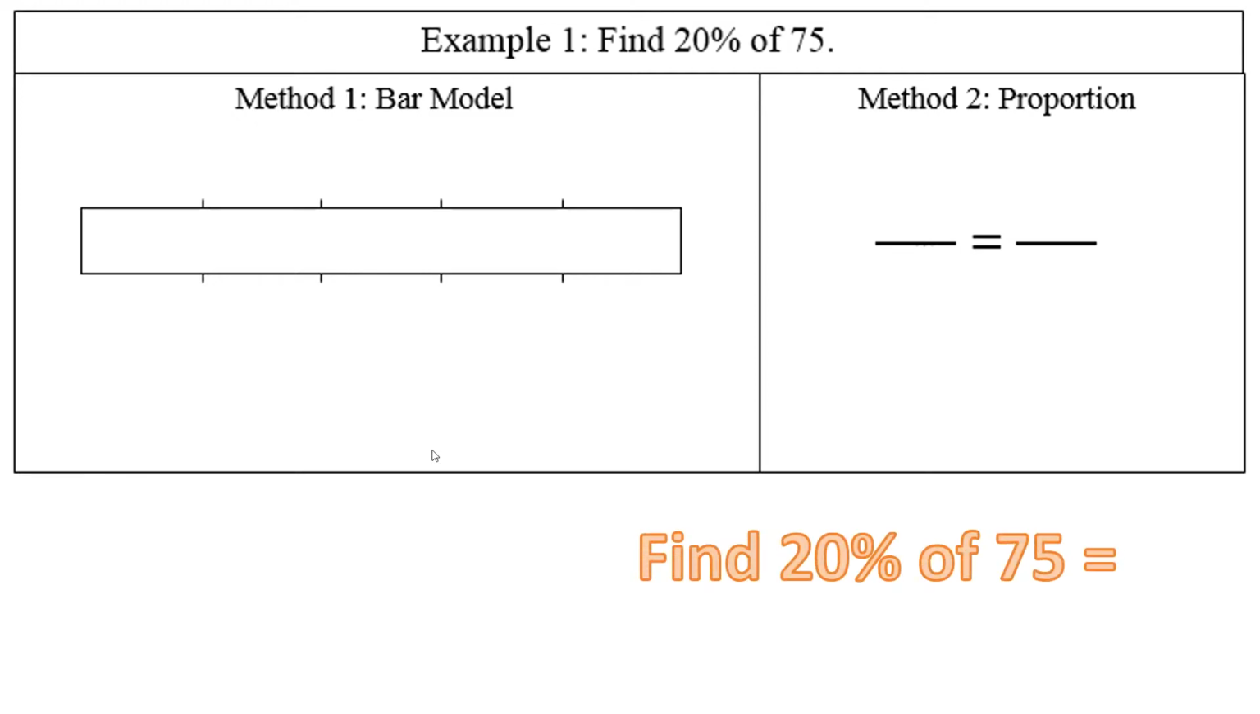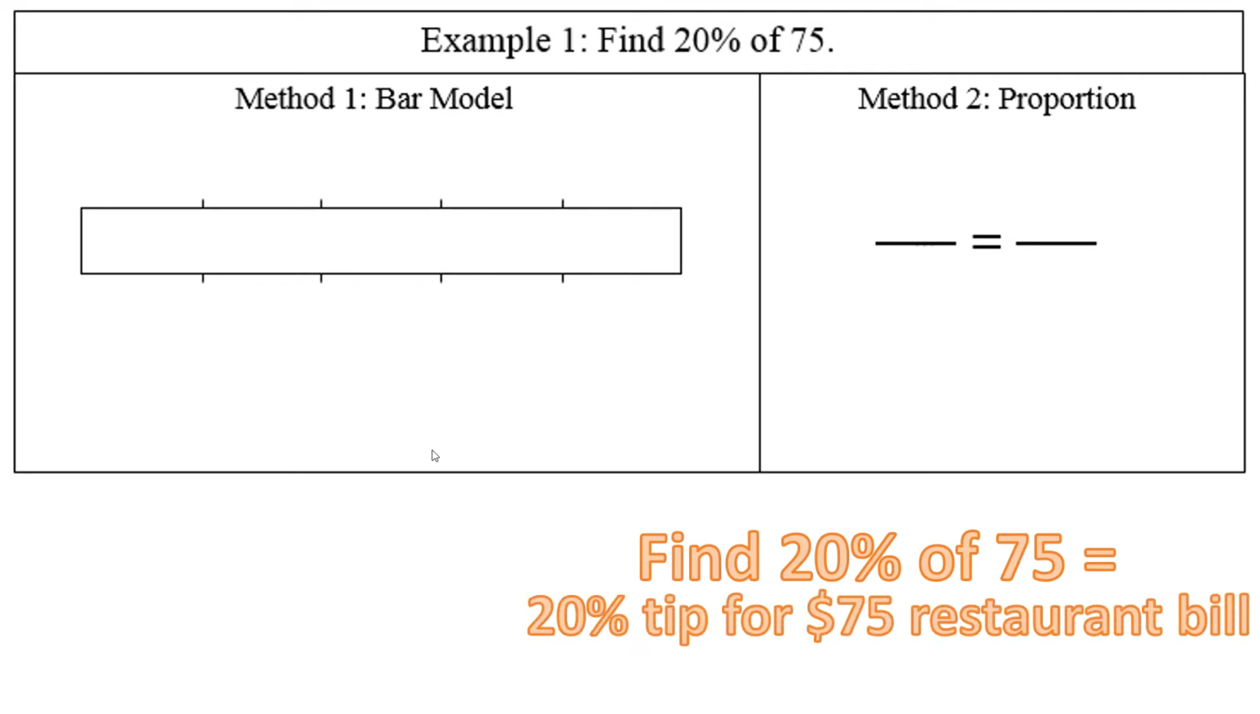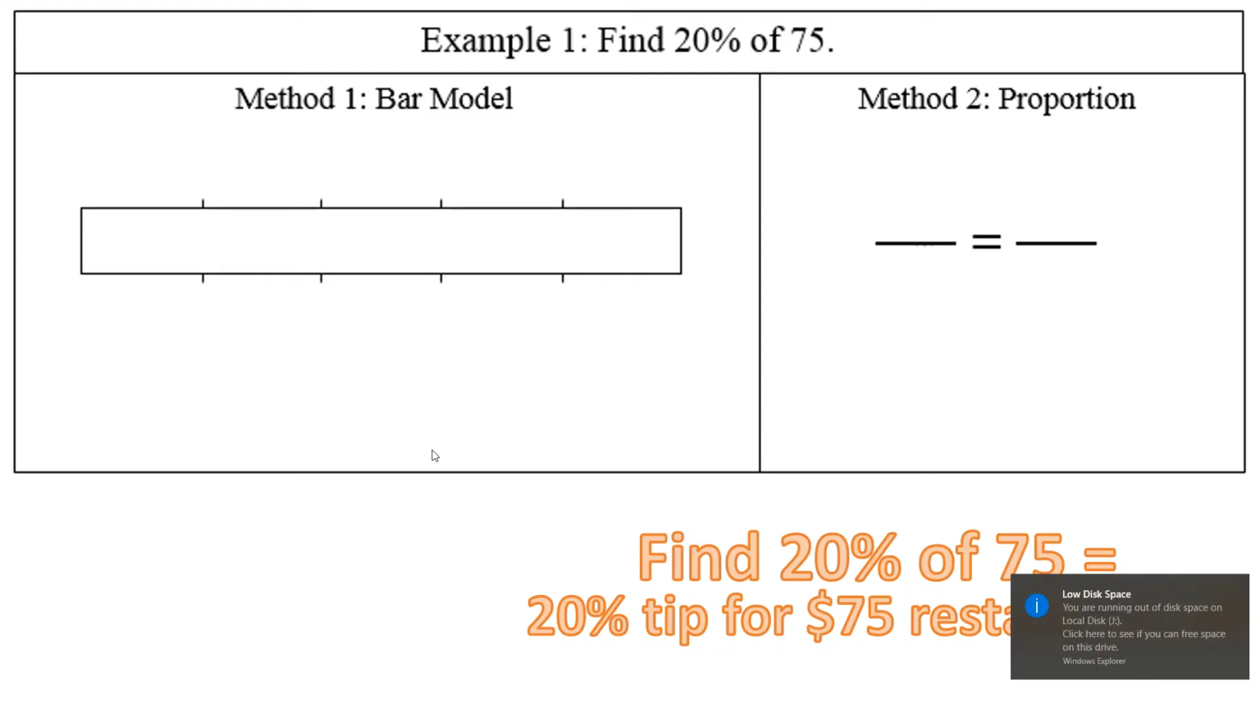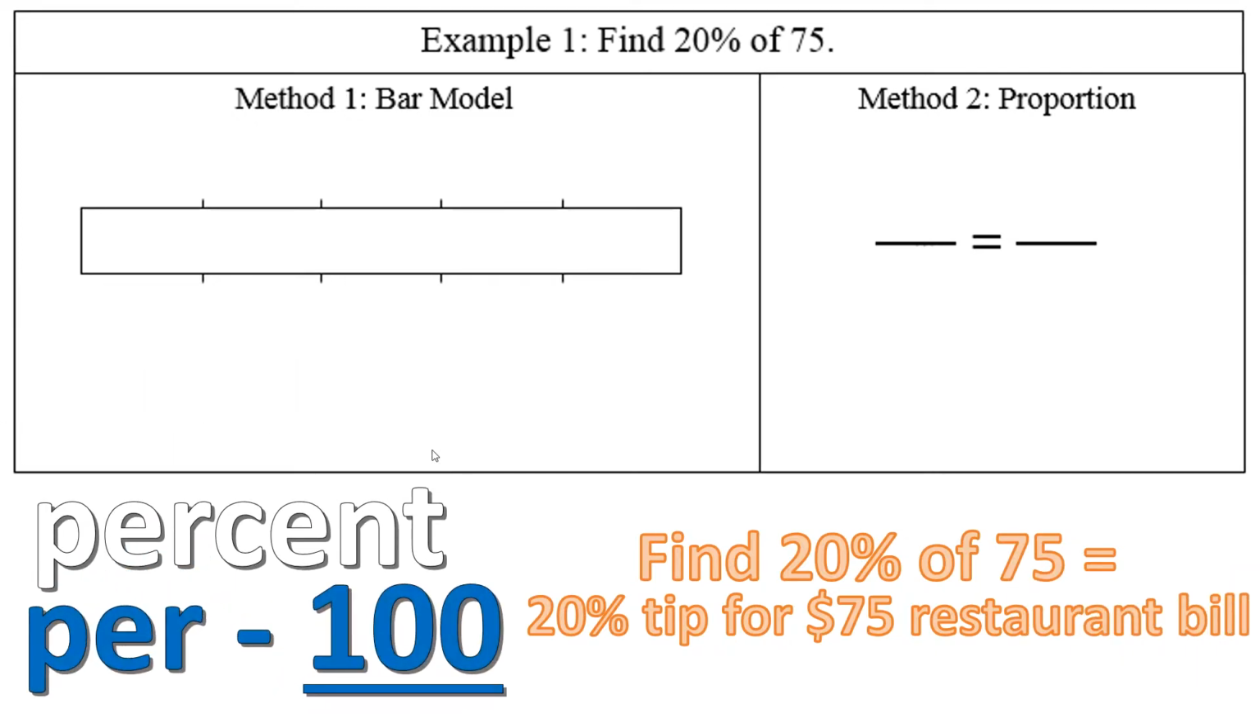So we start off with 20% of 75. That's example 1. That could be something like finding a 20% tip or gratuity for a $75 restaurant bill. So just showing you what finding 20% of 75 could represent. So it's percent per 100. So on the bottom of our bar model, we're going to represent the percent part. So the whole is 100, nothing is 0%. And then we're going to split this into what 20% would be. So 20%, 100 divided by 20 means there would be 5 equal pieces.